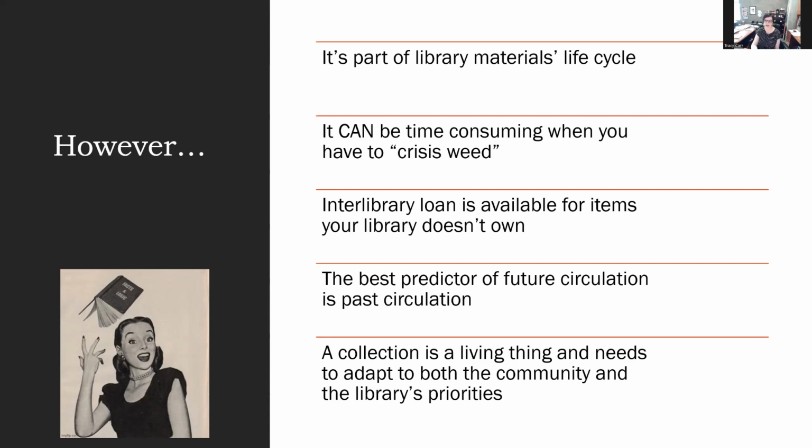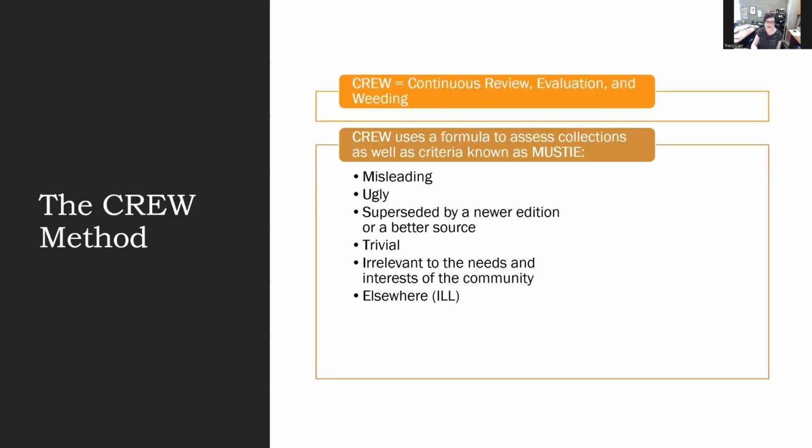So how do we go about doing this? This sounds so overwhelming. Well, there is something called the CREW method. CREW is continuous review, evaluation, and weeding. And maybe a lot of us skip the continuous review part, but we do the evaluation and weeding part. CREW uses a formula to assess your collections, as well as some criteria, which is known as MUSTY. And you just have to love library life because we love an acronym more than anyone.